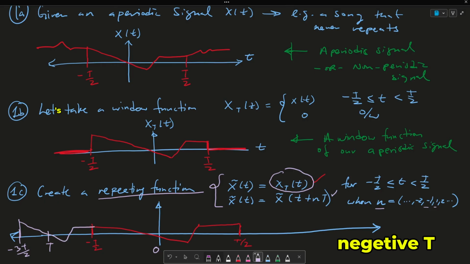And for n equal to negative 1, it's going to shift to the right. So this is negative T, it's going to be regular T, and then it's going to be 3T over 2. And we're going to get our same function here, something like this. And this continues on both sides.